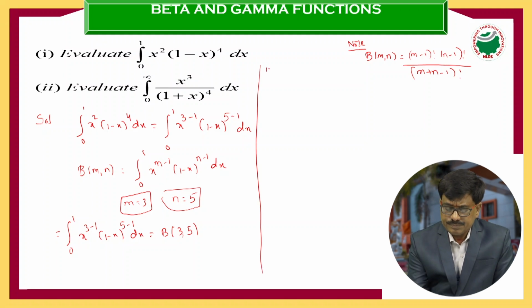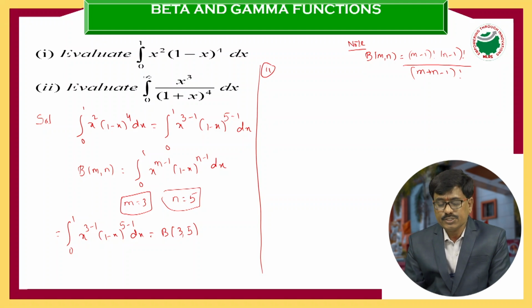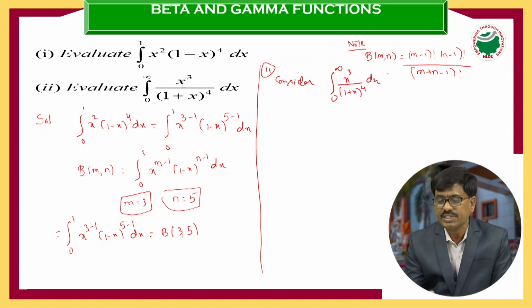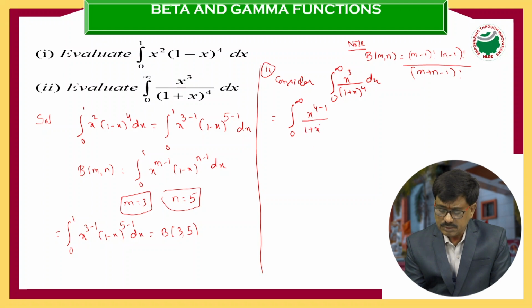Look at example 2. Example 2 shows the integral 0 to infinity x power 3 divided by 1 plus x whole power 4 into dx. See, we already discussed the property of beta function in the form of integral values. I can rewrite this one. Consider the integral 0 to infinity x power 3 whole divided by 1 plus x whole power 4 into dx. I can rewrite this as integral 0 to infinity x power 4 minus 1 whole divided by 1 plus x whole power 3 plus 1.